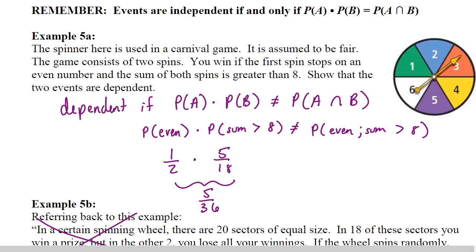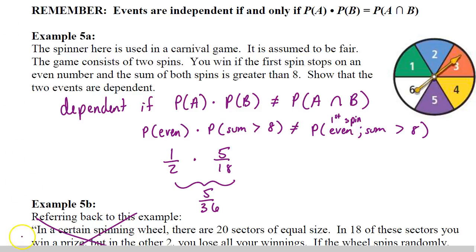So now we've got to see if that is equal, or technically not equal, to what we have on the other side. And I just noticed that I wrote this down wrong. Instead of being even and a sum greater than 8, it's supposed to be that the first spin is going to be even, and the sum is going to be greater than 8. So we're looking to see if that intersection is not equal to 5 over 36.